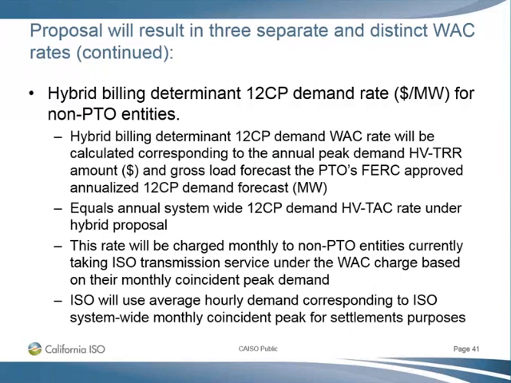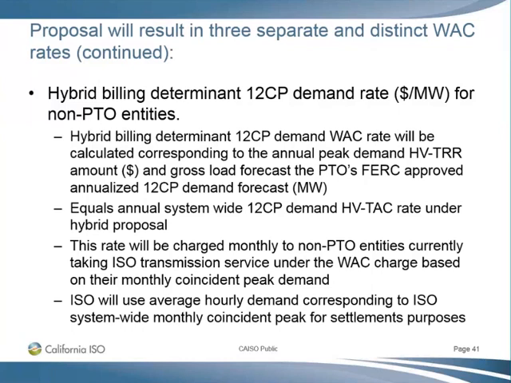And then again, similarly, same thing with the 12CP demand rate. Again, we'd be using that split TRR under the system load factor calculation, and then using all the PTOs' annualized demand forecast megawatts to determine what that rate would be. So entities like these non-PTO internal load basically are going to be treated similarly to how any other UDC would be treated, with the billing structure being based on volumetric and 12CP components.